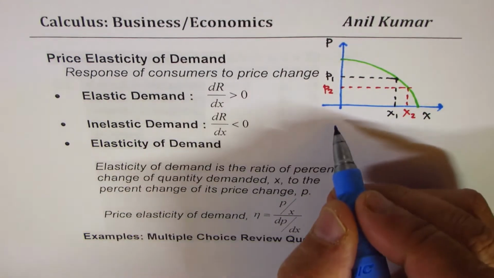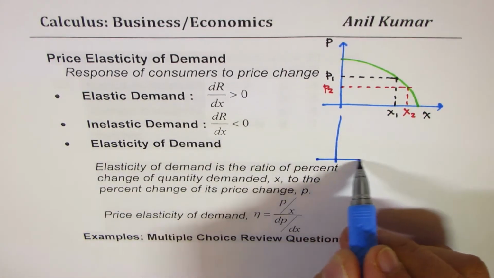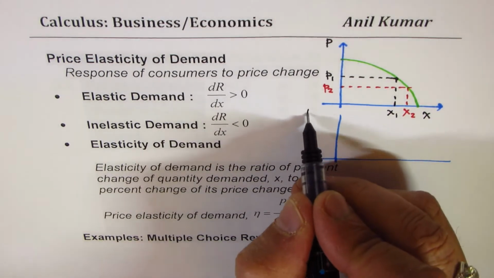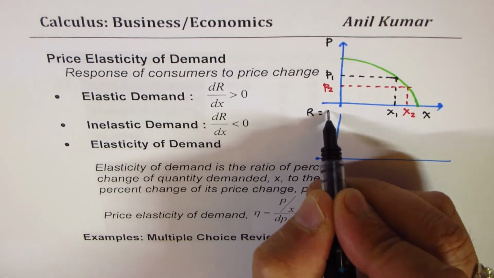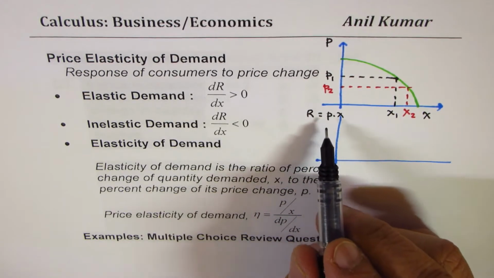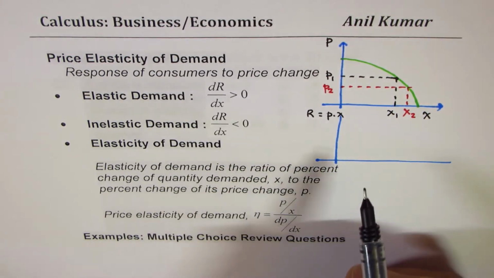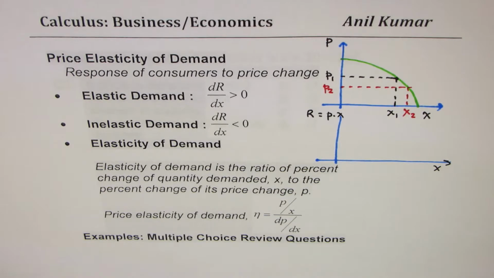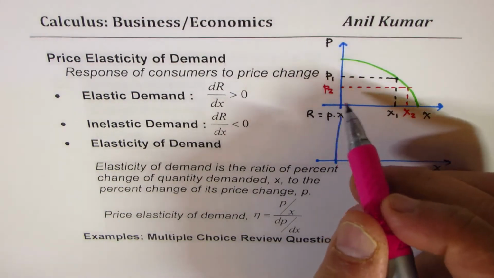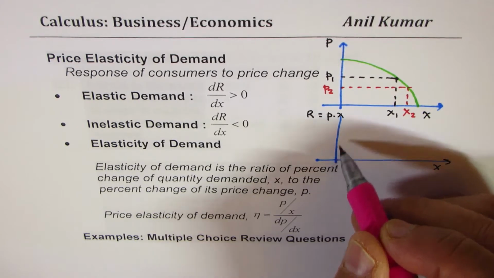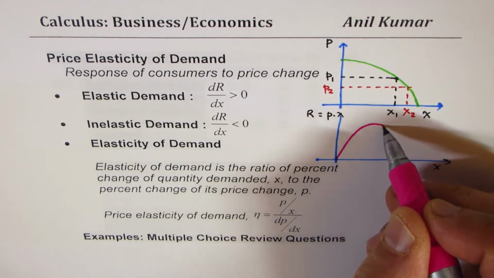The second thing we talk about is elastic demand and inelastic demand. In that case, we are talking about revenue. Whenever you multiply price with the items being sold, we get revenue. So we can say revenue is price times items sold. For revenue, let's keep items on the x-axis. Revenue will basically be the product of P and X. When X is zero, revenue is zero, and this graph normally will look like this.